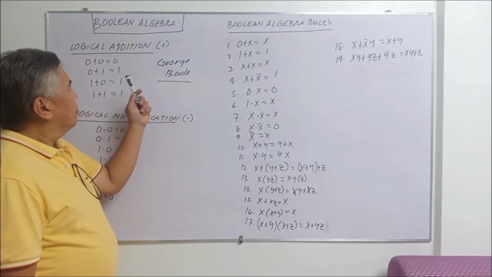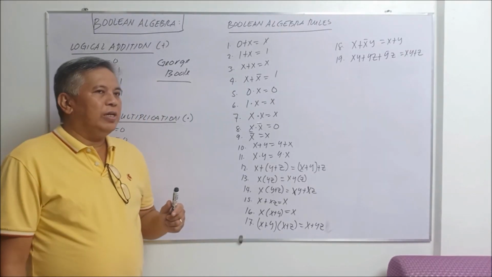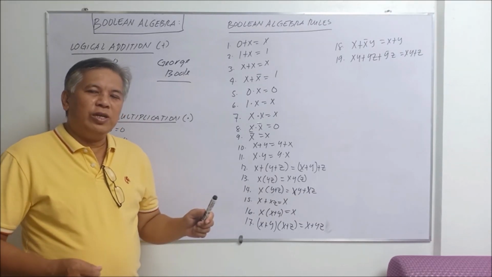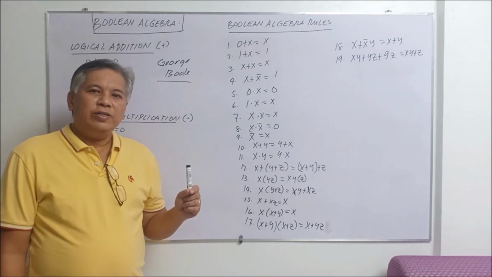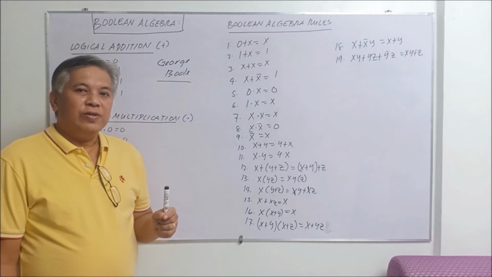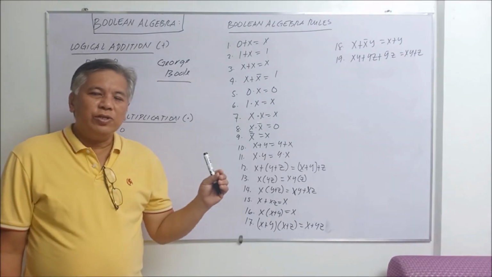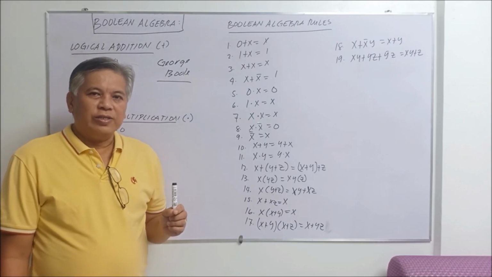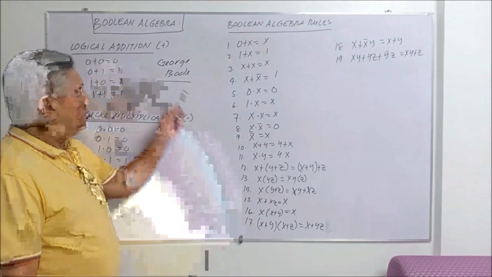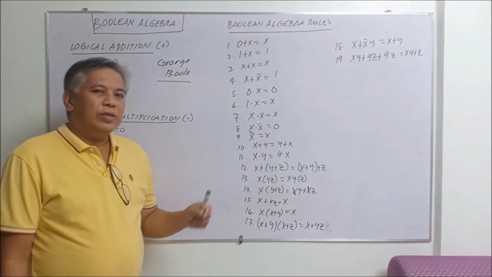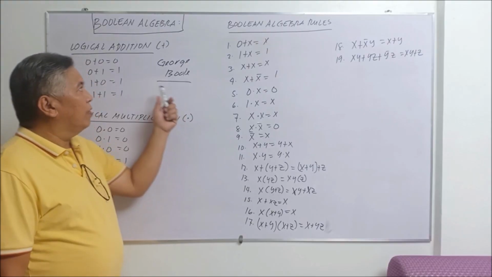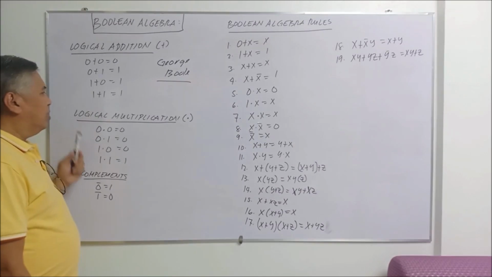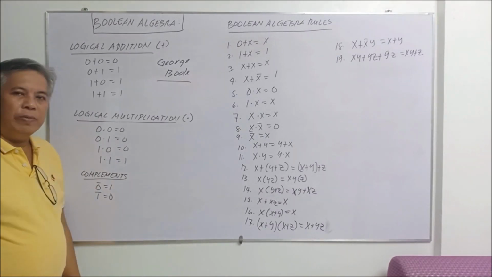Boolean algebra was actually developed by George Boole, who is a British mathematician. Boolean algebra can be used in creating a logical circuit. A Boolean algebra equation can be represented later on by logical circuits. Before we go into that, let us first discuss some of the most important features of Boolean algebra, which are logical addition, logical multiplication, and complements.